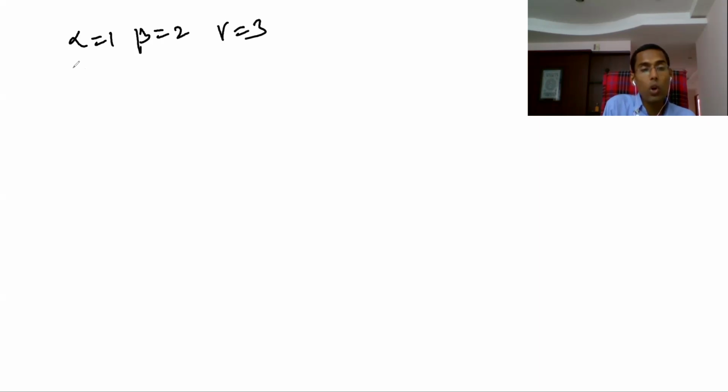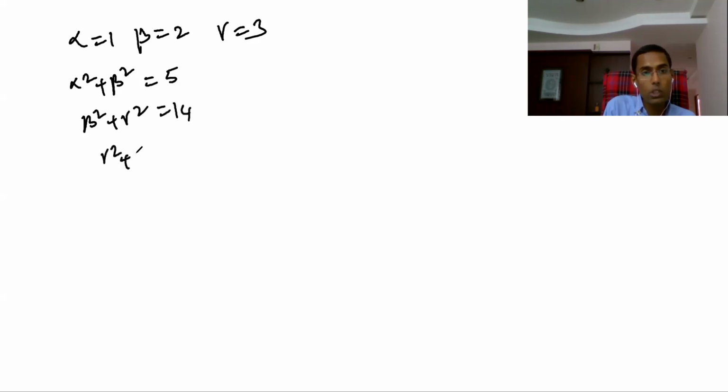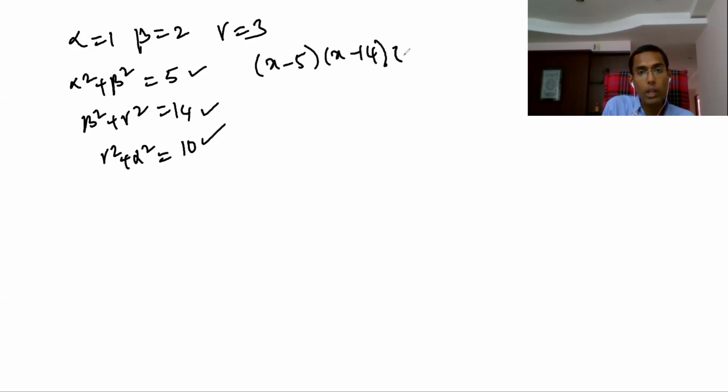Now what is a cubic equation with alpha square, beta square? Alpha square is 1, beta square is 4, gamma square is 9. So the roots are 1 plus 4 is 5, beta square plus gamma square, 4 plus 9, 14, and gamma square plus alpha square is 10. So with these three roots, what is the equation? x minus 5 into x minus 14 into x minus 10 equal to 0. If you simplify this, you are going to get the answer. Anyway, this kind of questions you have.